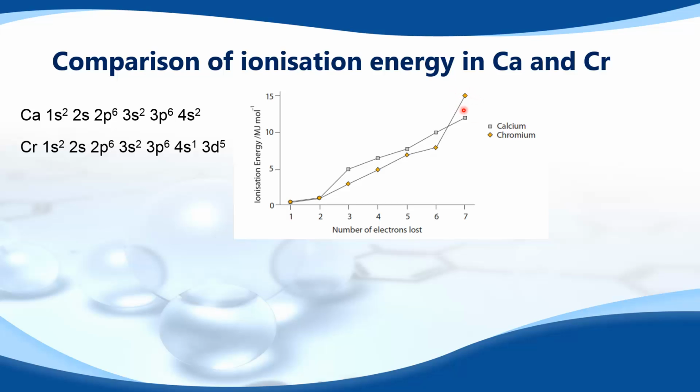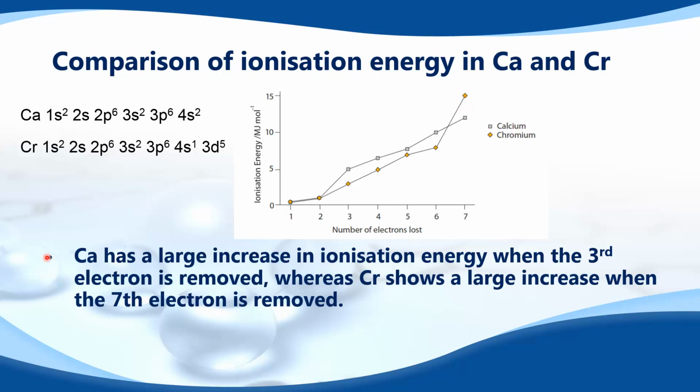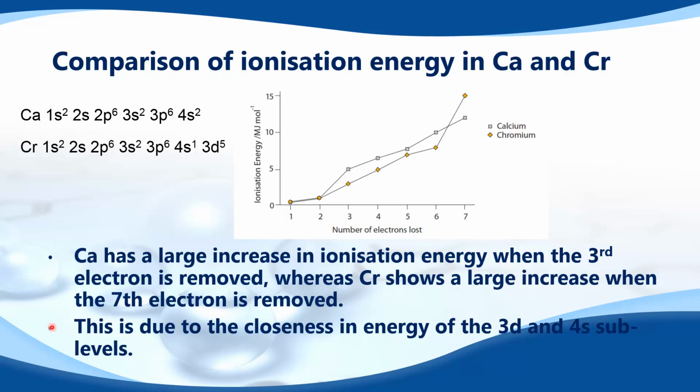So to summarize, calcium has a large increase in ionization energy when the third electron is removed, whereas chromium shows a large increase when the 7th electron is removed. This is due to the closeness in energy of the 3d and 4s sublevels, and this is the reason why transition metals have variable oxidation numbers.